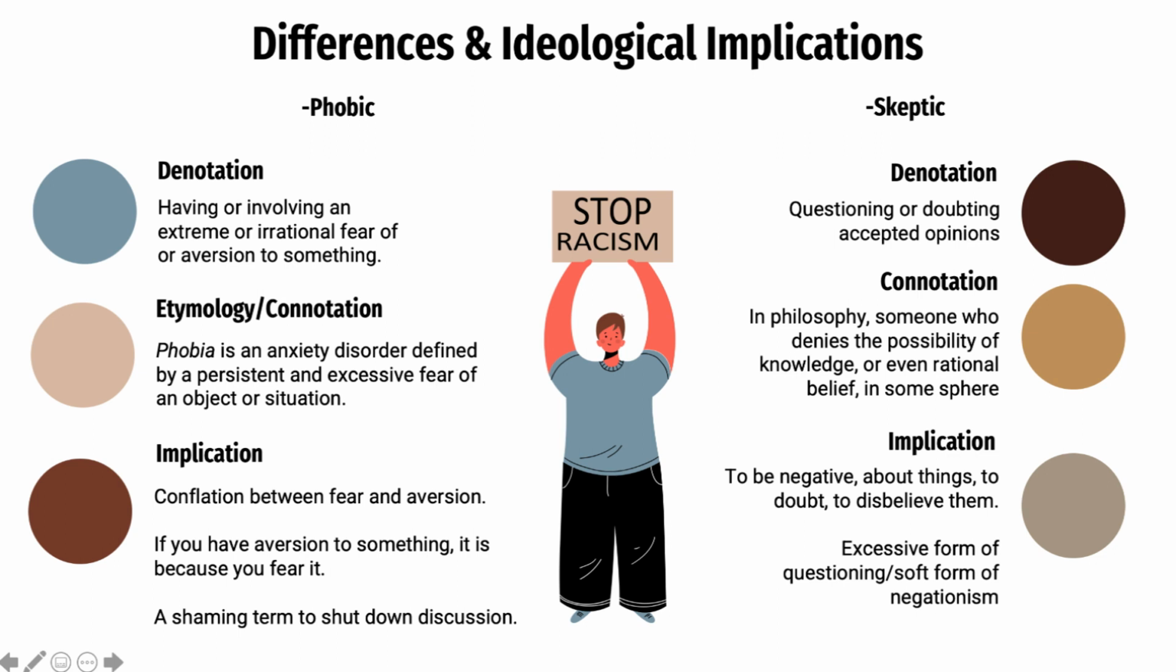Now, when we go to the etymology of the suffix and we delve into its connotations, we'll see that phobia actually means an anxiety disorder defined by a persistent and excessive fear of an object or situation. So in the very definition of phobia, there is no mentioning aversion, even though the adjective phobic does feature aversion in its definition. So that semantic displacement there is very telling. And the implication, of course, is that we are conflating fear and aversion.